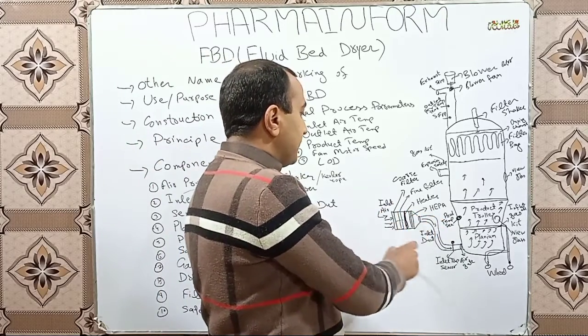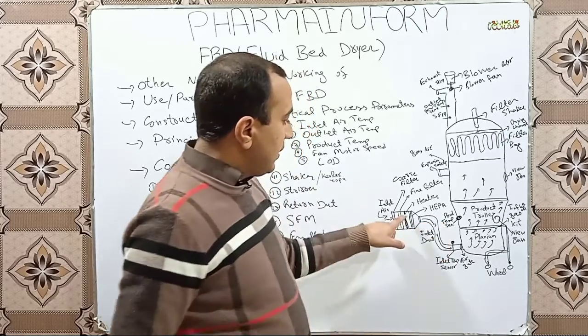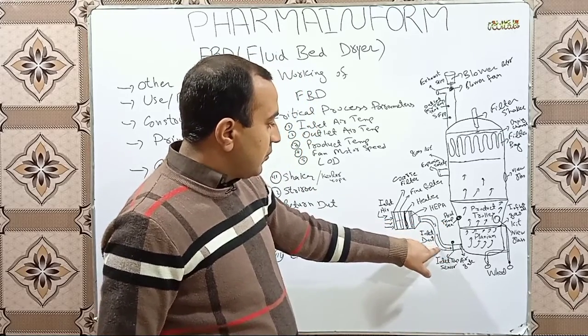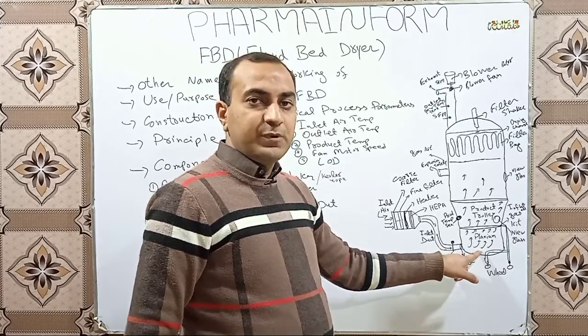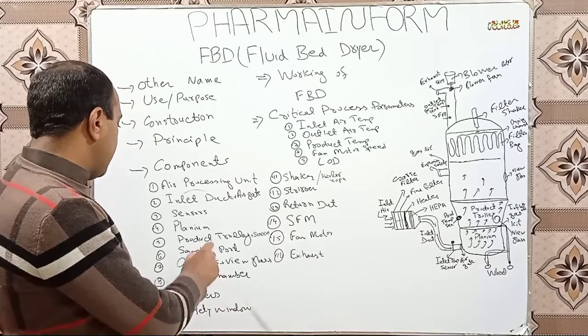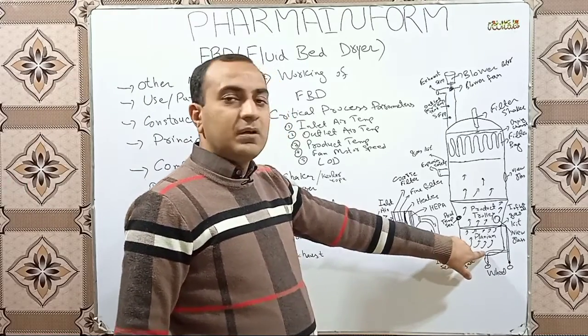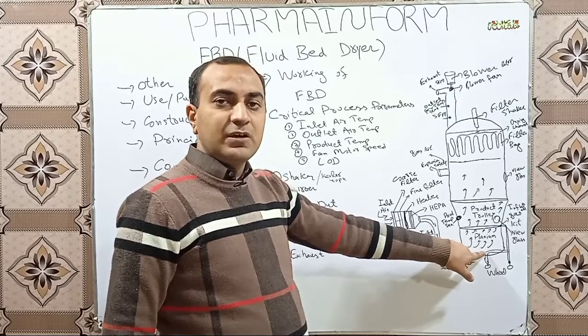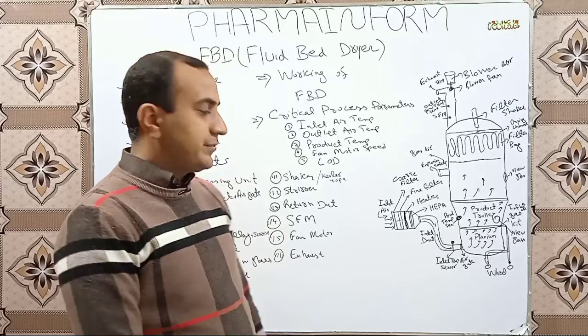After air treatment, the air enters the inlet duct, and through this way from the inlet duct it enters into the plenum of the FBD. This one is known as the plenum. Basically this portion is the plenum of the FBD. It is a hollow structure over which our FBD product trolley is installed.